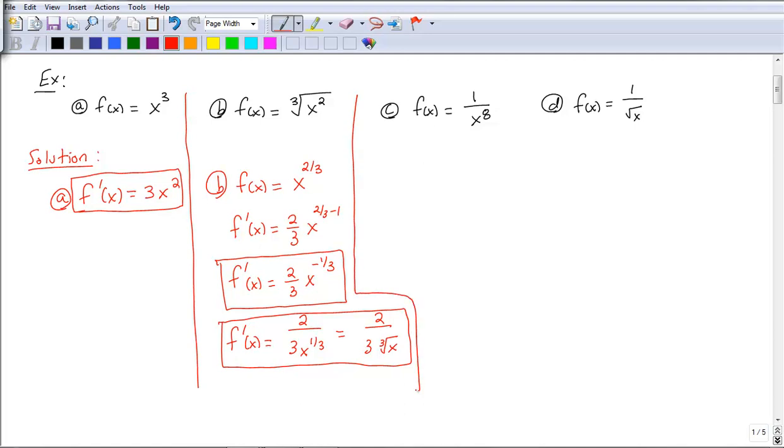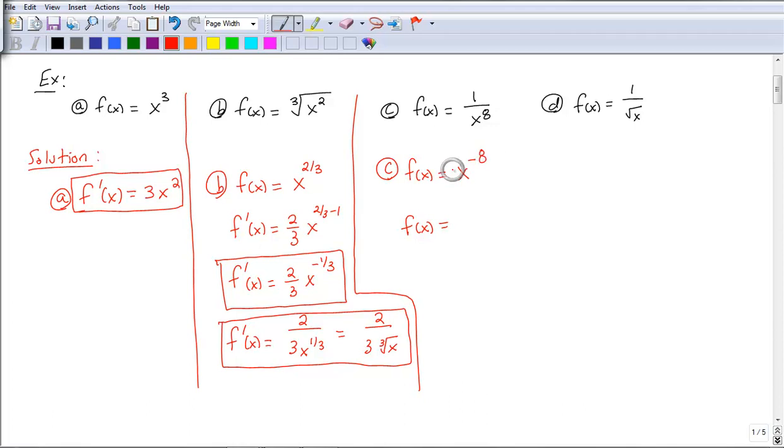Let's try this one here. C is f of x equals 1 over x to the 8th. I can't use the power rule yet because x is in the denominator of a fraction. But to move x to the 8th to the numerator, I just have to make that power negative. So this is the same thing as x to the negative 8th. And now that that x is on the top of the fraction, I can use the power rule.